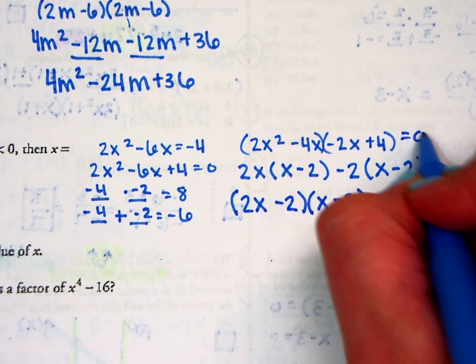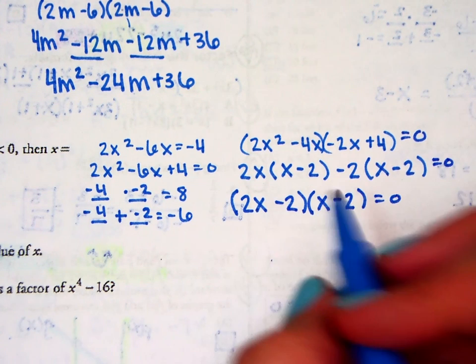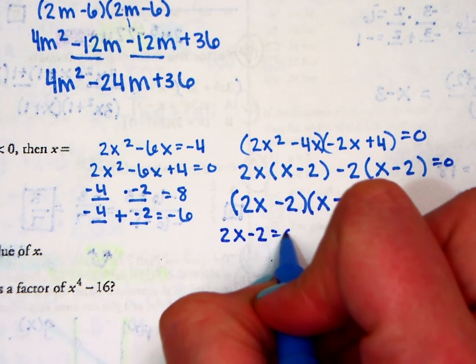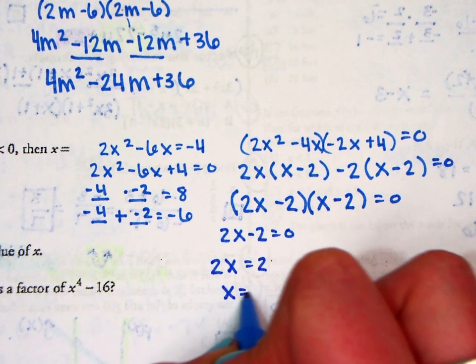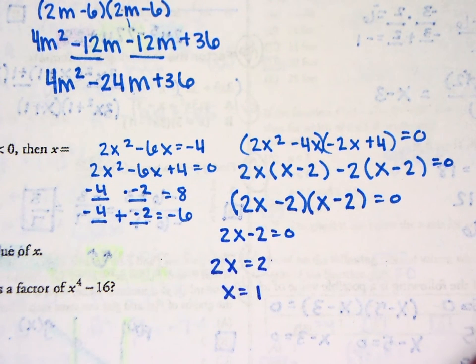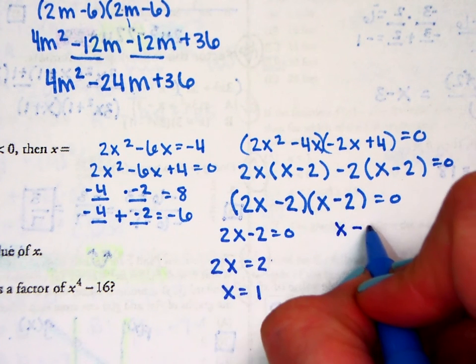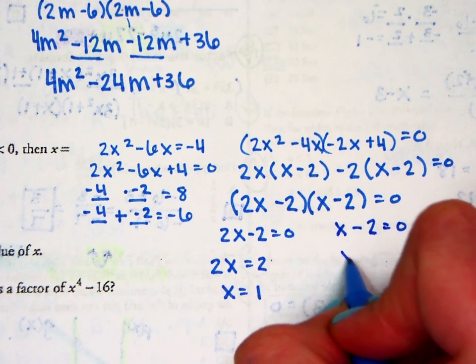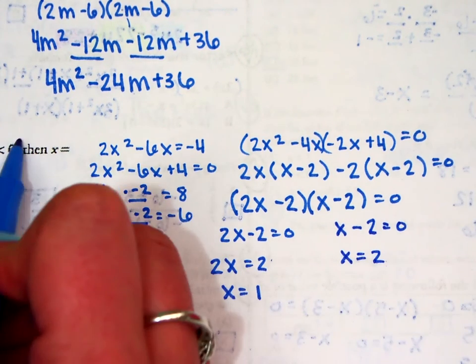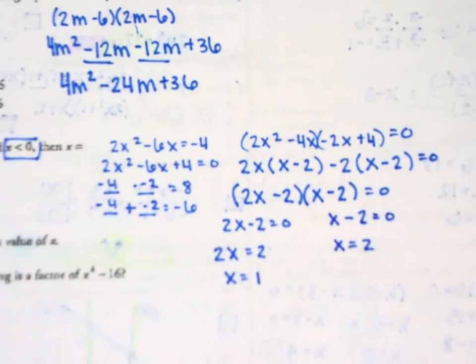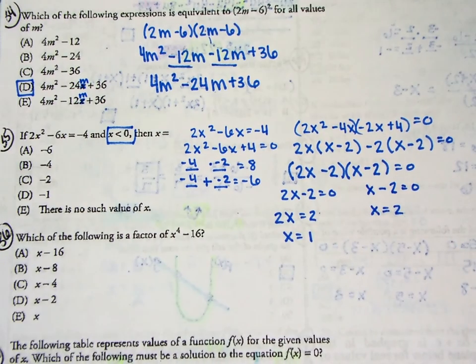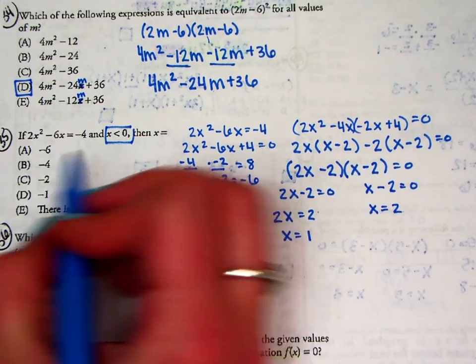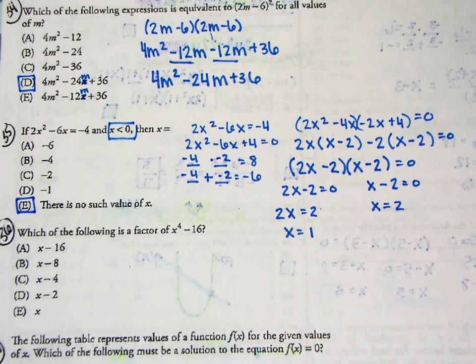Remember, these are all equaling 0, so we actually have to solve. So 2x minus 2 equals 0. Add 2. Divide by 2 for 1. And then x minus 2 equals 0, and x equals positive 2. We're looking for values. Let me go back over to the problem now. We're looking for values that are less than 0. Well, both of these values are positive, so there is no such value because they're both positive.